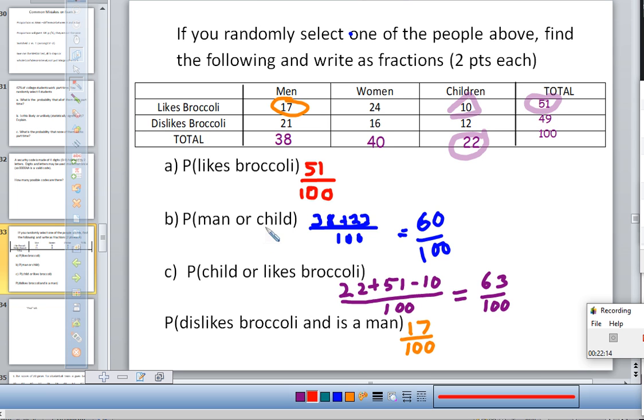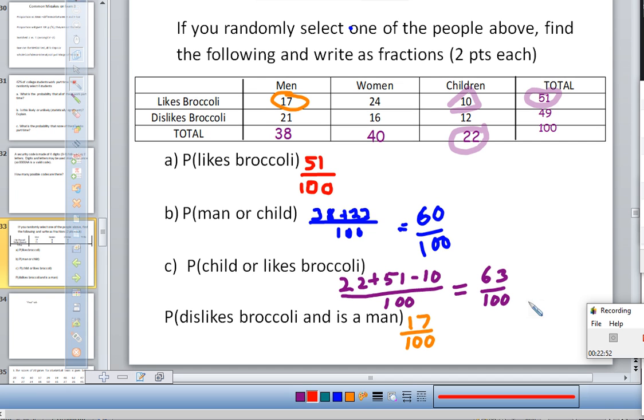Man or child. Let's see, I have 38 men and 22 children, with no overlap, so 38 plus 22 ends up being 60 out of 100. They probably like broccoli or they're a child, so that's this purple stuff. Child, 22, broccoli, 51, so I add those. But see this 10 here? It's included in both the 51 total and the 22 total. It's getting double counted, so you have to subtract off one of them so it only gets counted once. So that ends up being 63 out of 100.